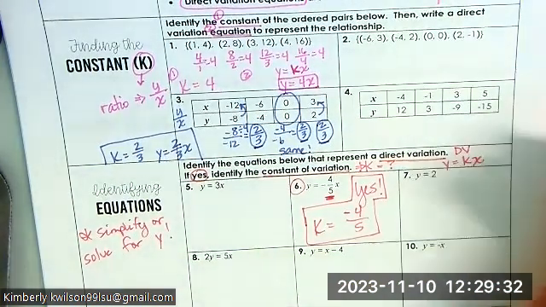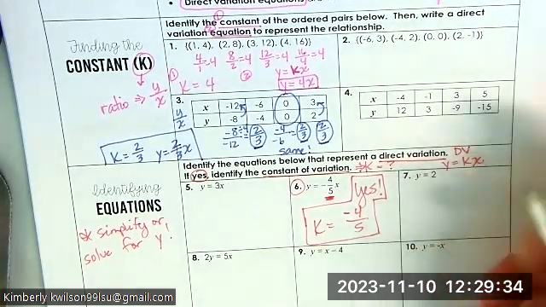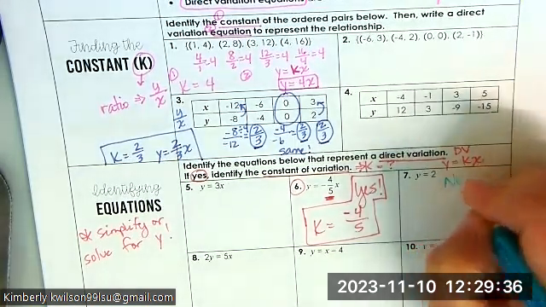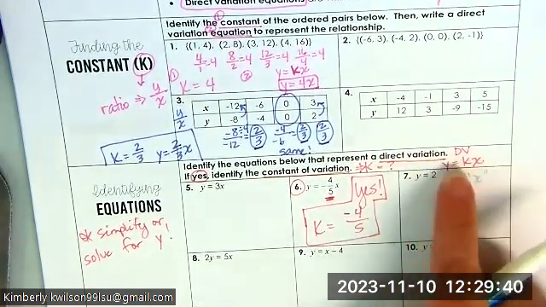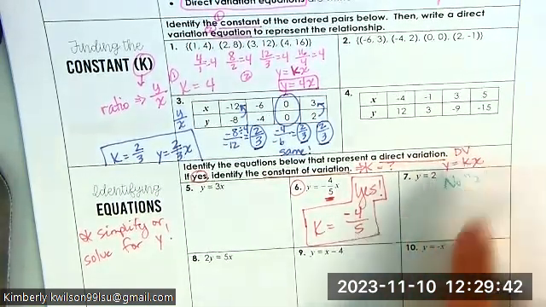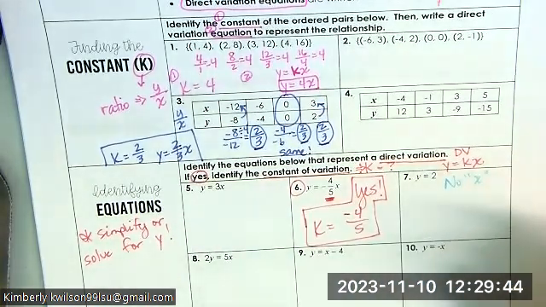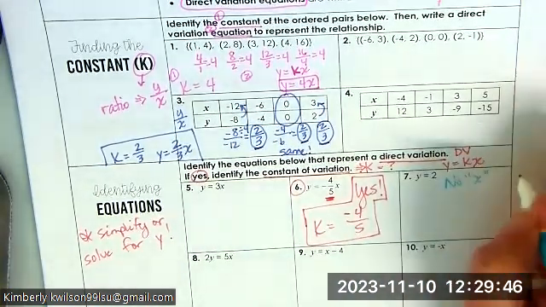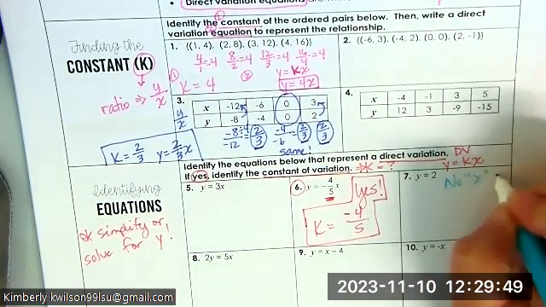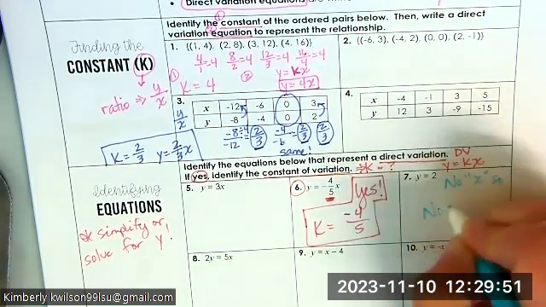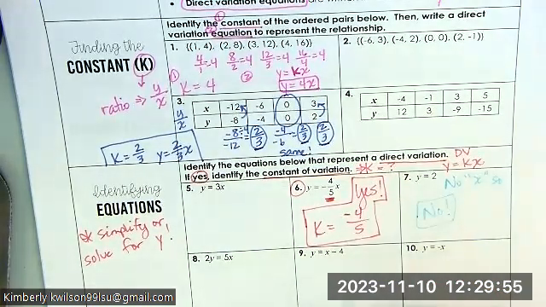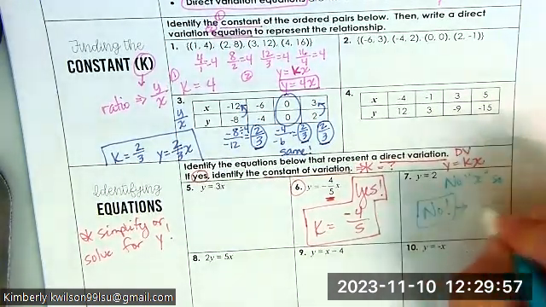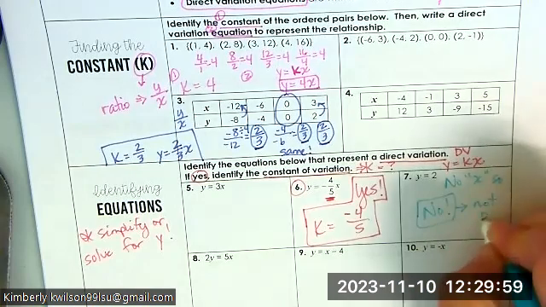Number 7. Well, when I look at it, first off, I notice there's no x in here. There is no x variable. Well, notice in the original form, it has a y and an x. So right off the bat, I notice something's off. Since there is no x value, the answer is no. It is not a direct variation.